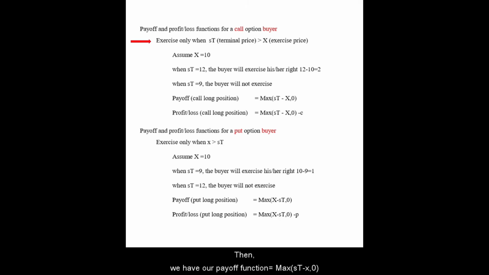Then we have the payoff function. Is max ST minus X, comma 0. So if ST minus X is positive, then we have positive payoff. The profit loss function is simply the payoff minus how much he should pay, which is minus C.